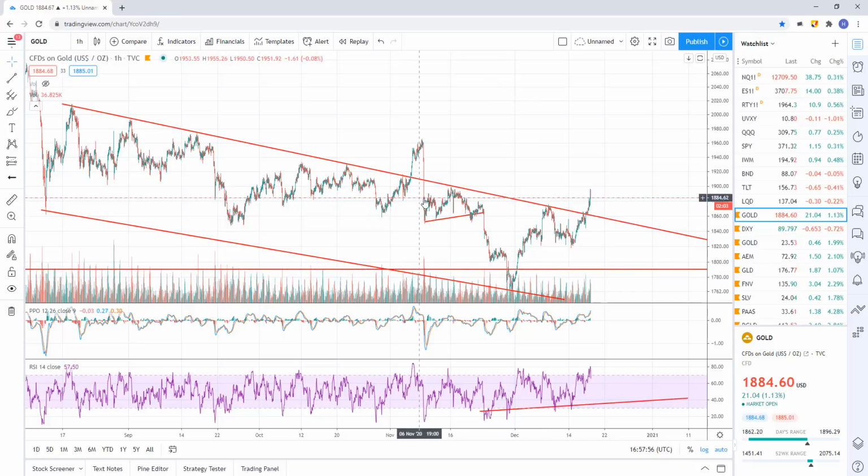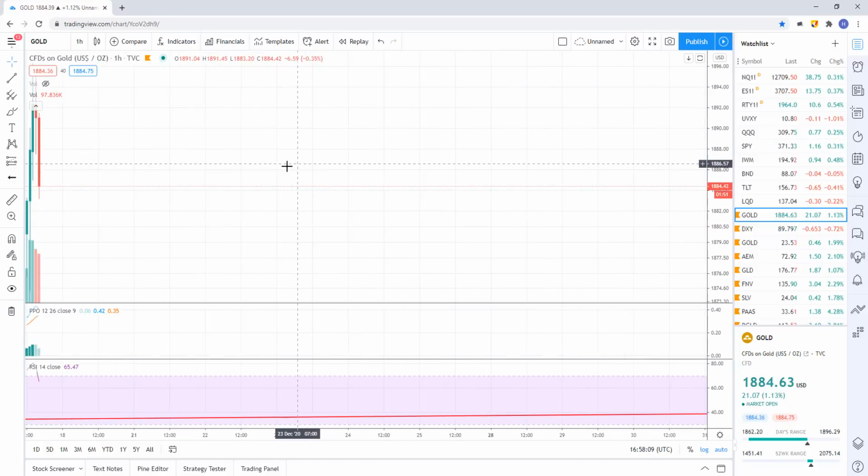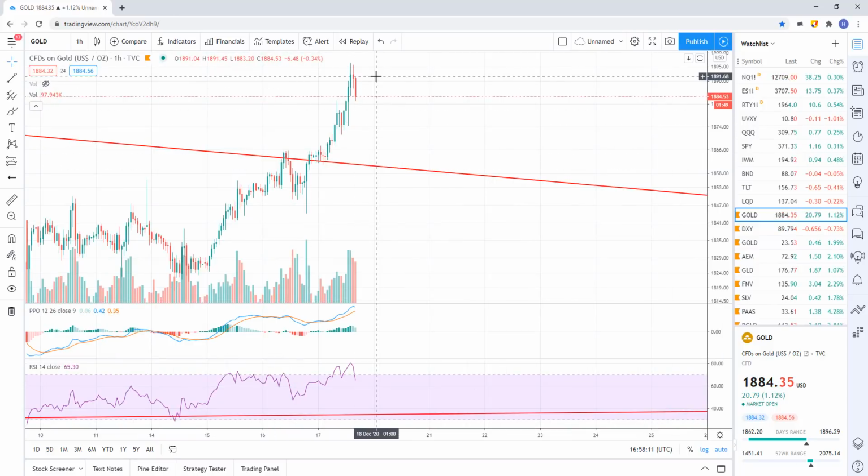We undercut it a little bit, and then we've got a bounce, and we bounced from that area. We bounced straight back up to resistance, pulled back a little, and now we've broken out again. Is this the real deal? Well, it's the second breakout. It looks like the real deal to me.